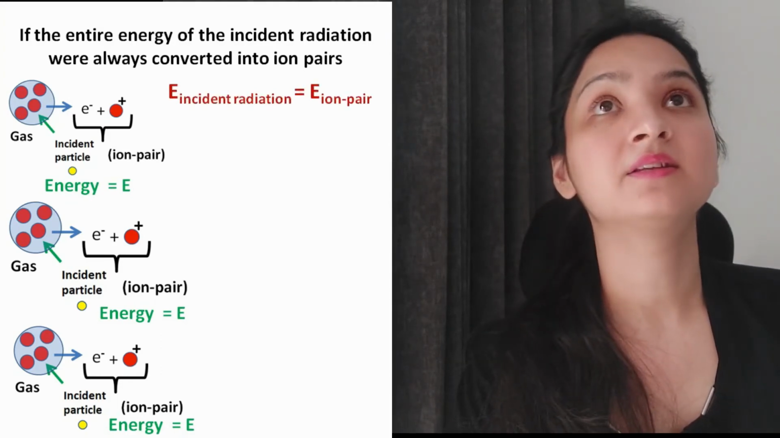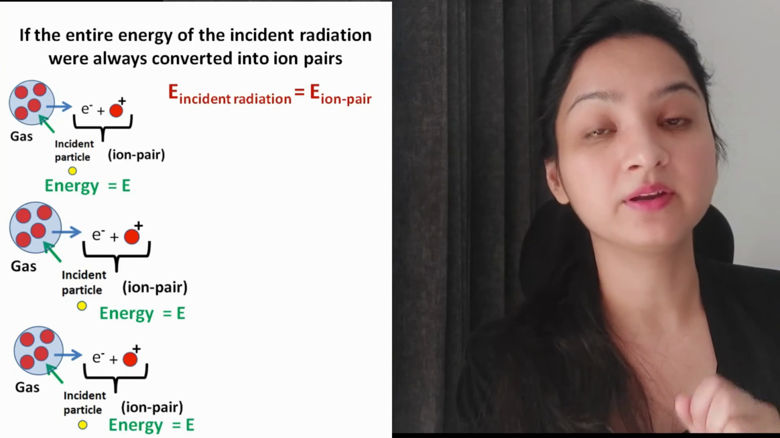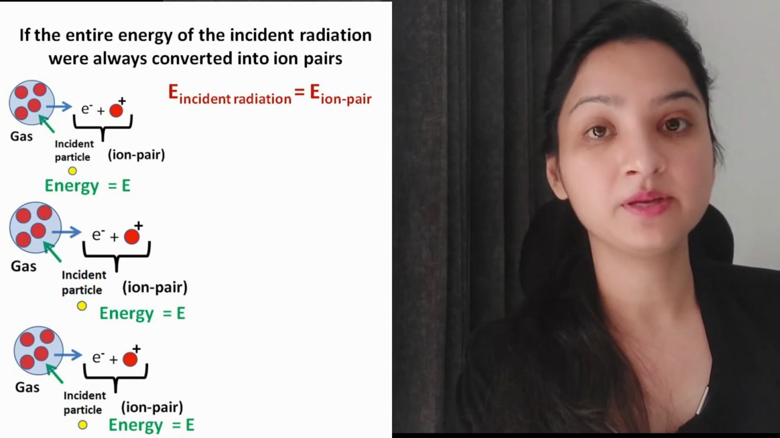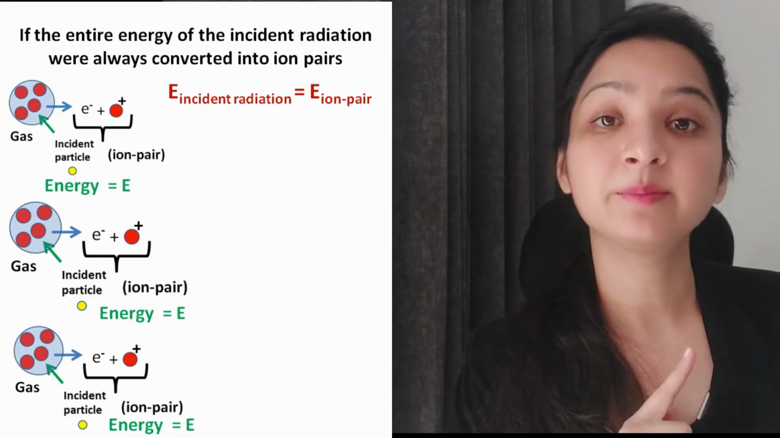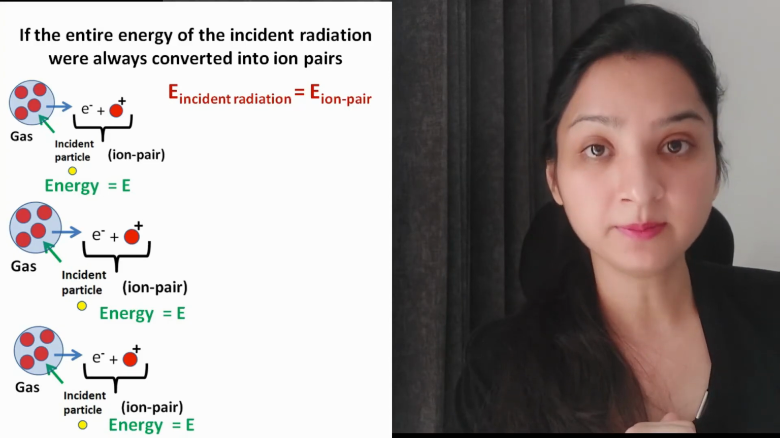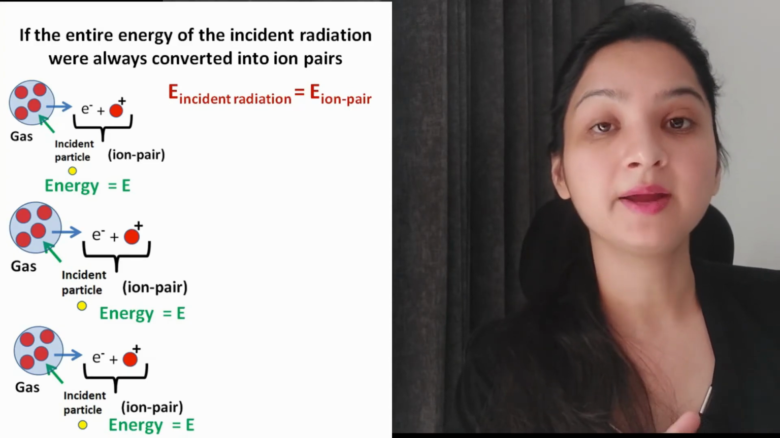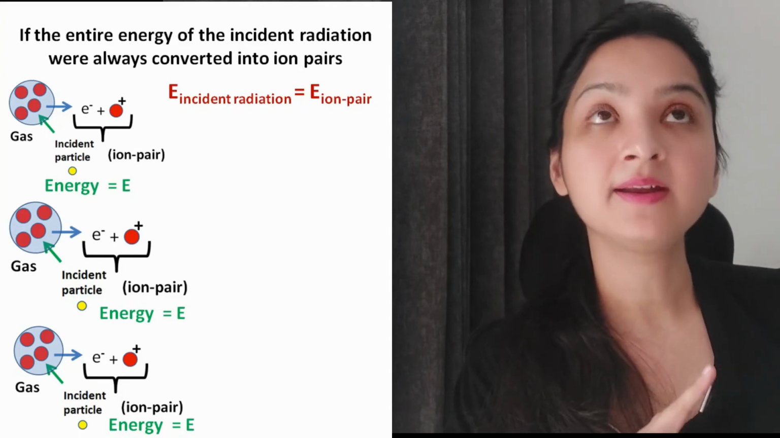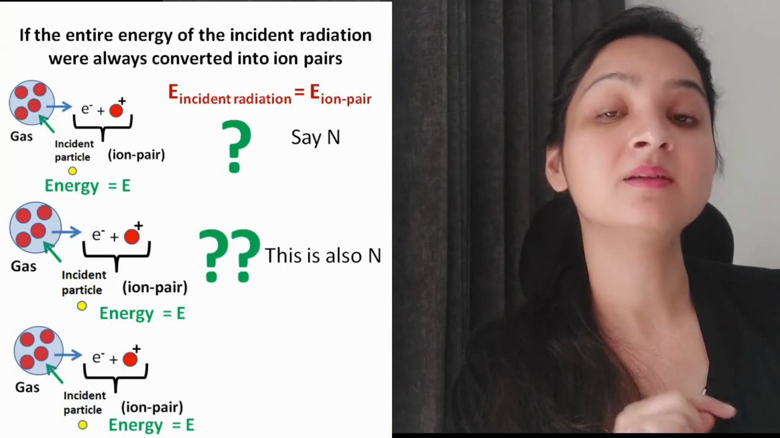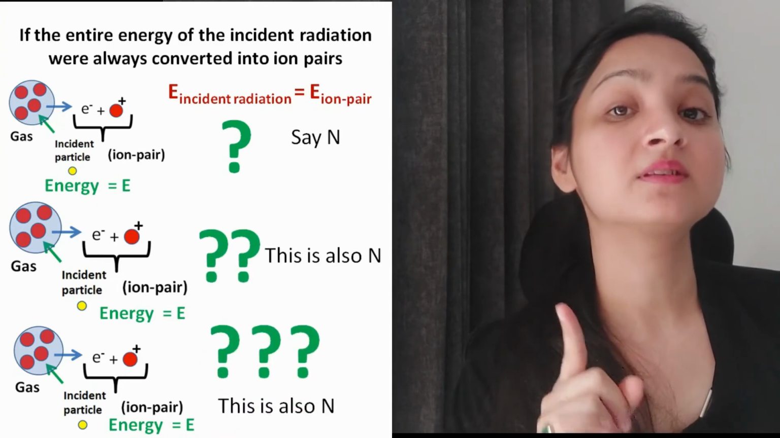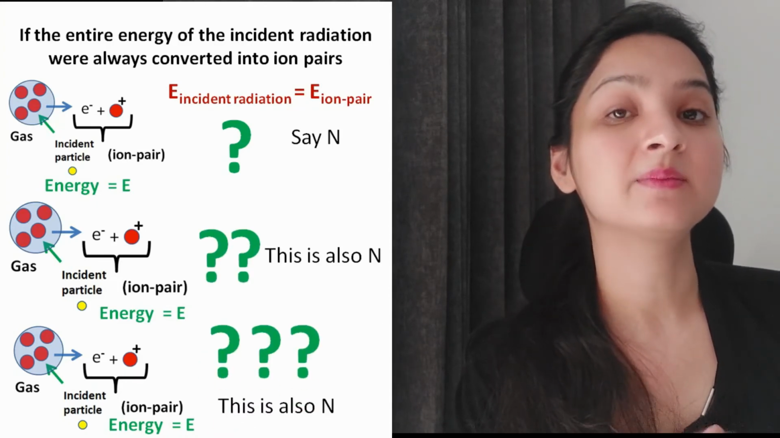अगर एक इंसिडेंट रेडिएशन है किसी पर्टिकुलर एनर्जी की और हमेशा एनर्जी लॉस आयन पेयर्स के फॉर्मेशन में ही हो रहा है, तो हर टाइम, note it, हर टाइम same number of ion pairs ही बनते for the same incident particle for the same incident radiation of same energy.